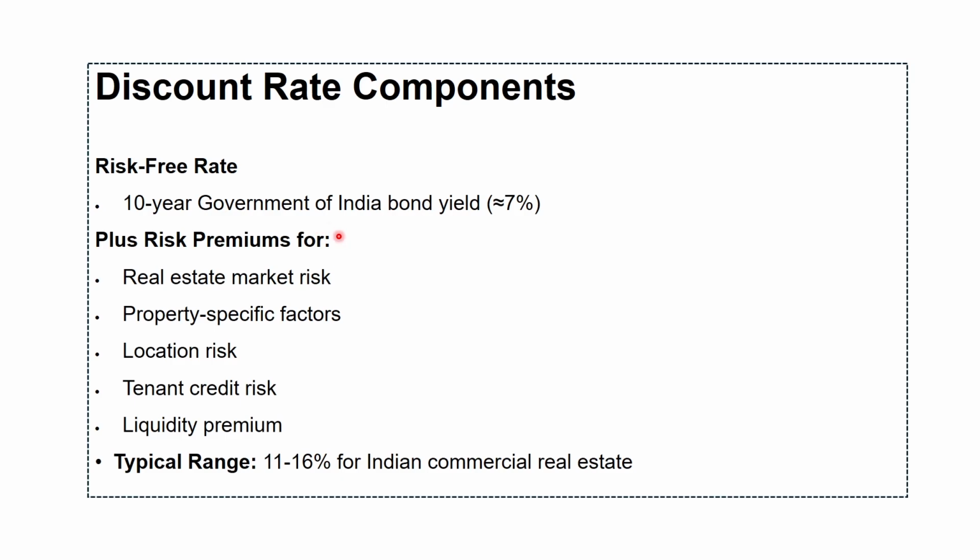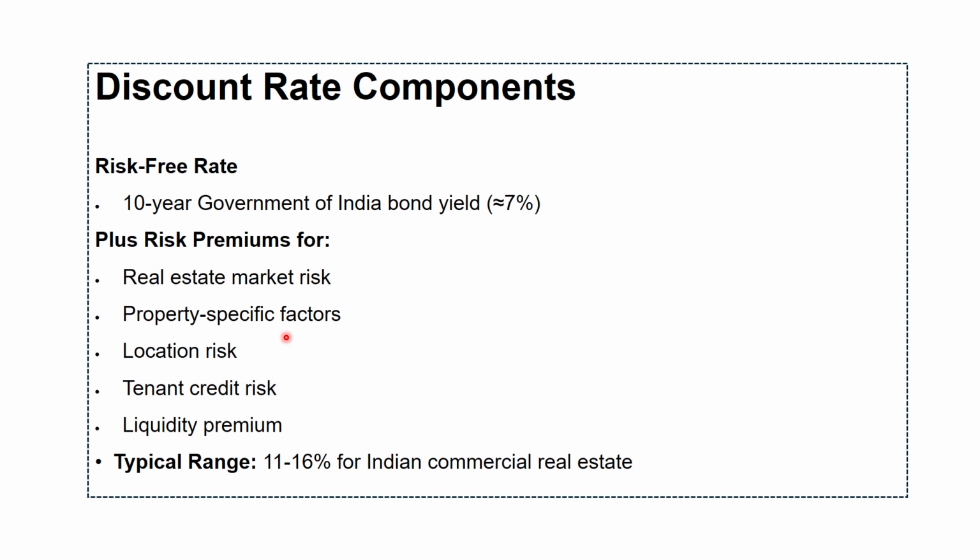To this base rate, we add various risk premiums. These include a risk premium for real estate as an asset class, property-specific risk factors, location risk premium, tenant credit risk, and liquidity premium reflecting the ease of exit from the investment. When determining discount rates for Indian real estate, we must also consider title risk, which is higher in certain markets due to land record issues, execution risk from delays in permits and approvals, market volatility reflecting cyclical patterns in different micro markets, and infrastructure development impact and policy changes affecting property values or operations.